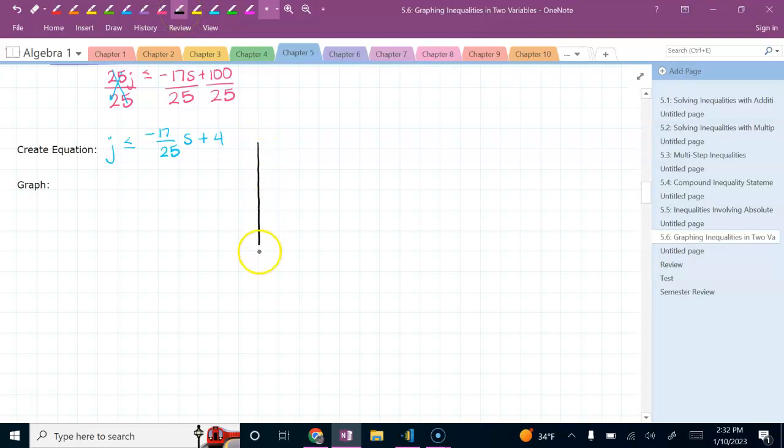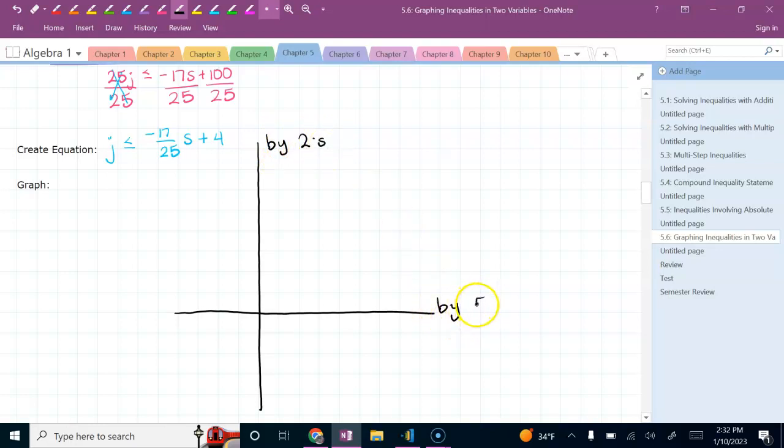Now for the graph, I might need to change my scale just so that I can fit my numbers on here a little bit better. So what I'm going to do is have my y-axis go by 2's and have my x-axis go by 5's. So for the 4, for my starting point, I need to go up 2, 4, and draw my first point.